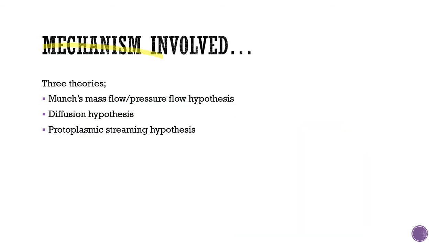So now coming to the mechanisms involved in the translocation of organic solutes, there have been three theories. The first one is Munch's mass flow or the pressure flow hypothesis. The second one is the diffusion hypothesis, and the third one is the protoplasmic streaming hypothesis. Each of these hypotheses has its own positives and drawbacks. So we will be seeing in brief what those features and drawbacks are.